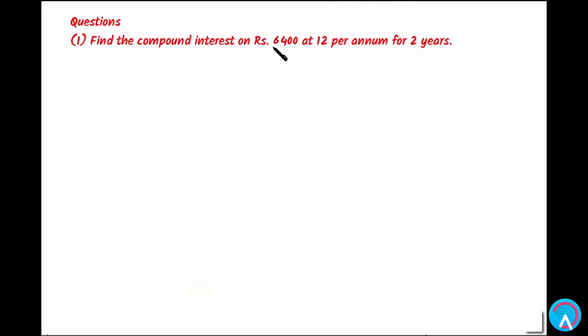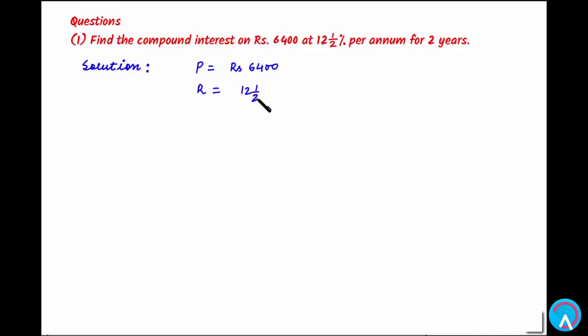Let's take one more question. Here we have to find the compound interest on rupees 6,400 at 12.5% per annum for 2 years. Let's solve this question. Here, let the principal P be equal to rupees 6,400. Rate is given as 12.5%, which is calculated on 100, and the fraction comes as 1/8, and time here is given as 2 years.